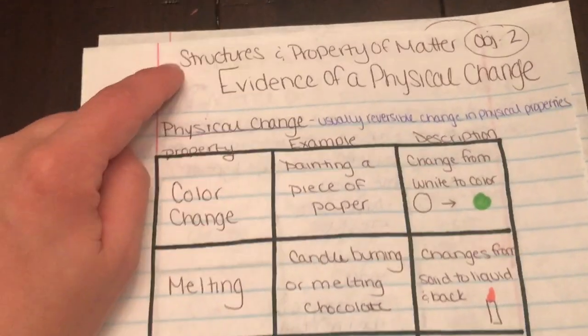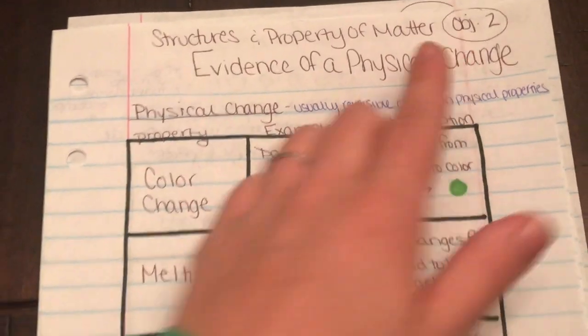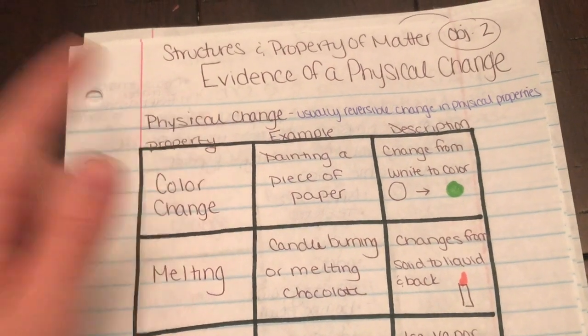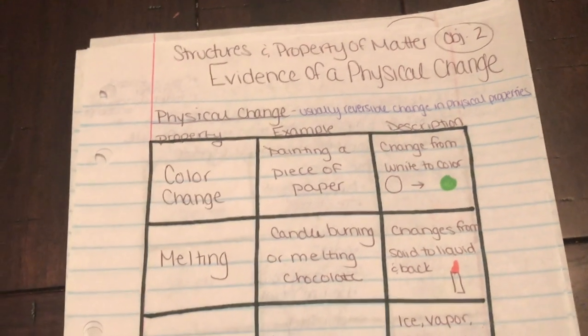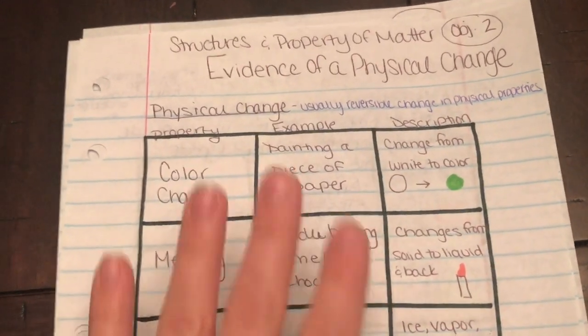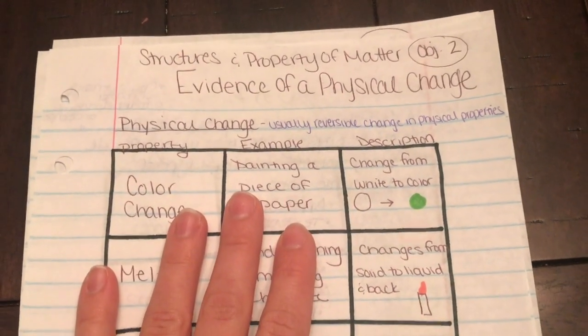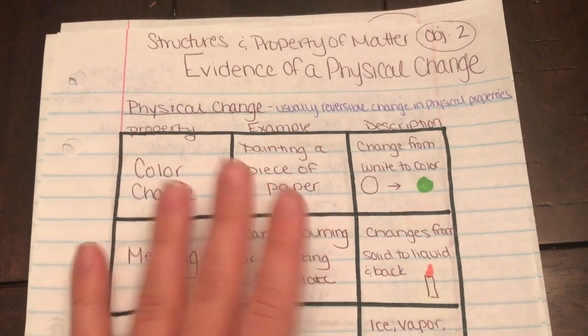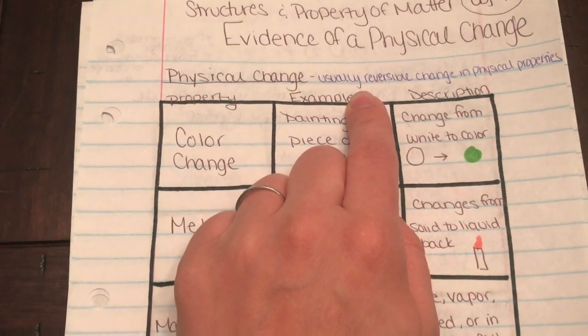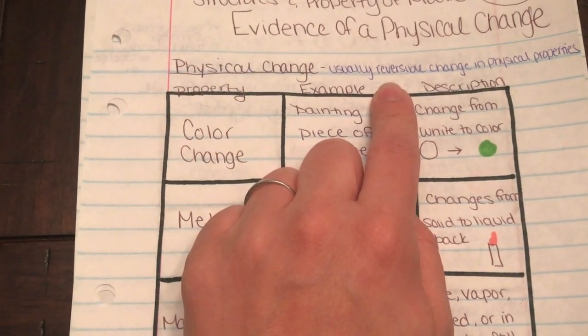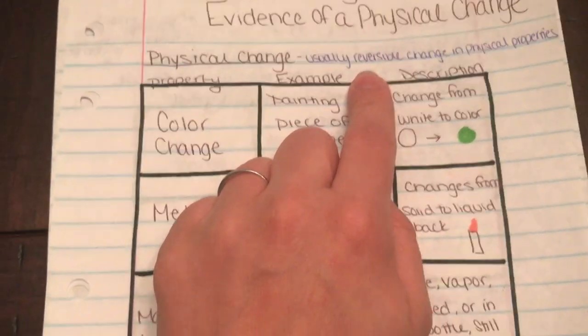So again, I've labeled it structures and property of matter. It's objective 2, and right now we're actually going to take a couple pages of notes on this because it's on physical changes and chemical changes. So the first one we're going to talk about is physical change. A physical change is usually a reversible process, and it changes just the physical properties of something.